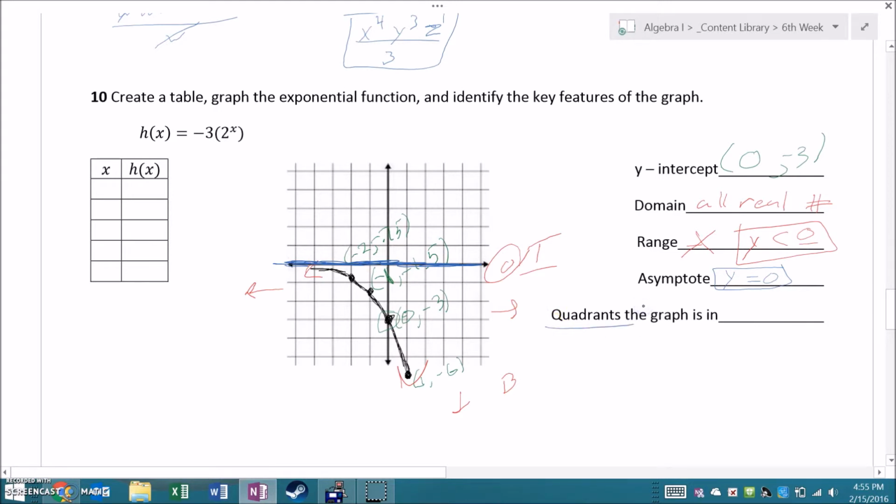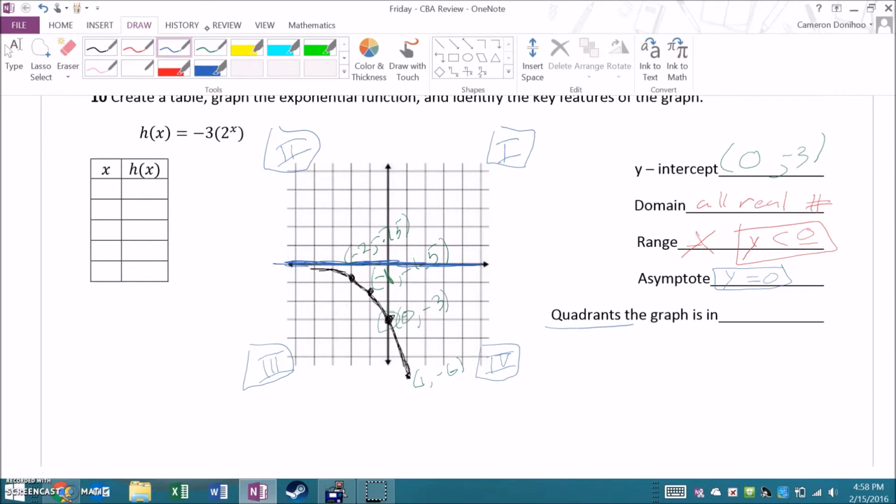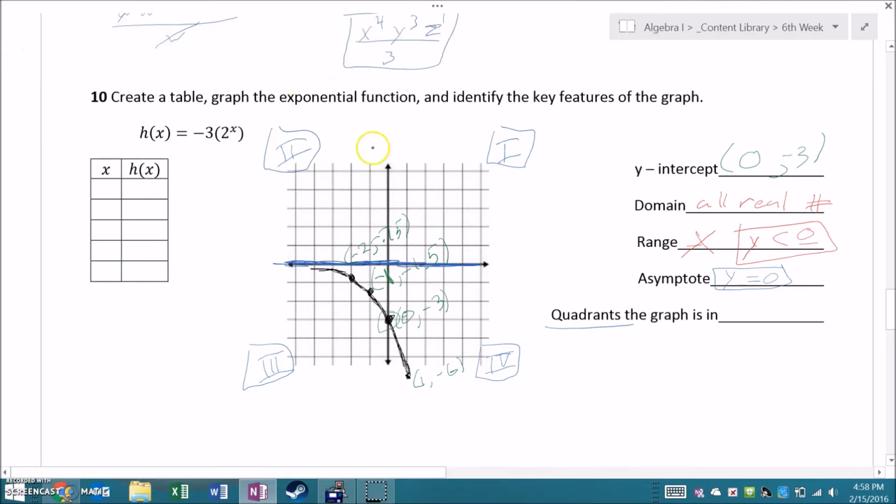Quadrants, I'm going to label the quadrants real quick. Okay, so I've got the quadrants labeled. Just to explain a little bit, quadrants start with quadrant 1 in the double positive area. 1, 2, 3, 4 goes counterclockwise. The graph is in this bottom half. That would be quadrant 3 and 4. It's kind of silly, and I know that you've learned quadrants before, but we know it's going to be on the test. So there you go.